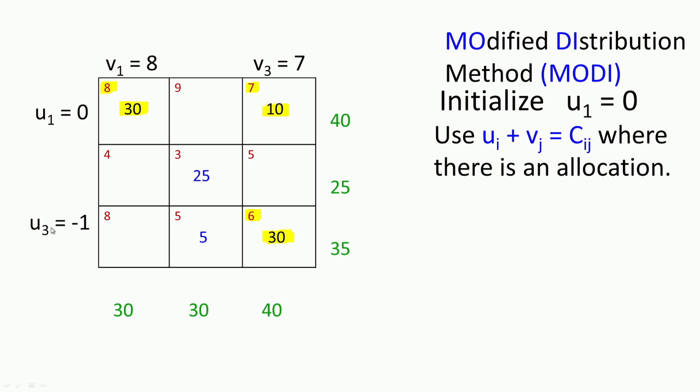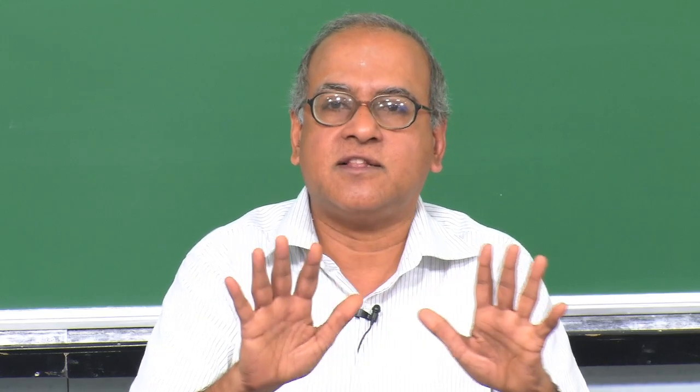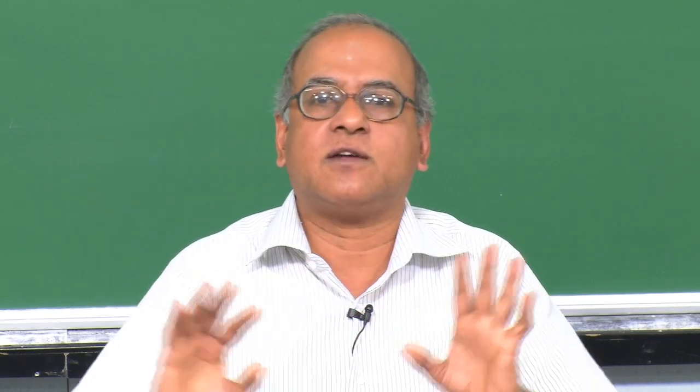Now that we have U3 and there is an allocation here, we go back. Ui plus Vj is equal to Cij, which is 5. So U3 plus V2 is equal to 5, minus 1 plus V2 is equal to 5, therefore V2 is 6. Having found V2, there is an allocation here, therefore go back: U2 plus V2 is equal to 3, U2 plus 6 is equal to 3. So U2 is equal to minus 3. We have now calculated all the U's and the V's, and it is possible to calculate all of them if we start with a good starting solution.